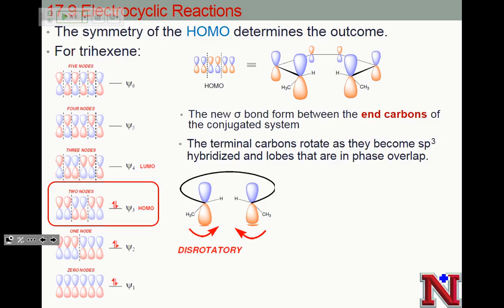So the end carbons have to come together to form a sigma bond, and that's represented like this. When our two orbitals have to come together in opposite directions, so for the red and the red to come together, the way this one's shown is like this. This one has to turn clockwise, whereas this one has to turn counterclockwise. So we call that disrotatory, when they have to turn in opposite directions. And that's the only way for the red and the red to come together.